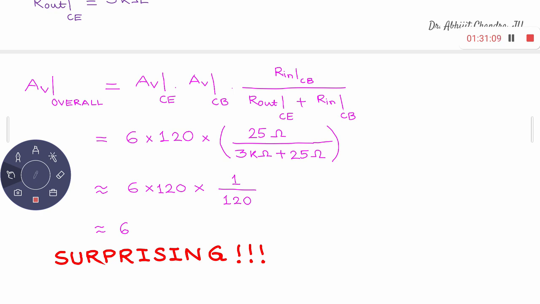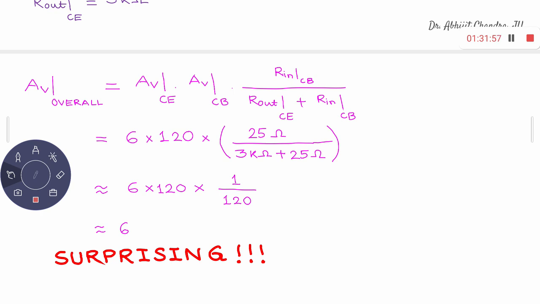To answer this question, you have to attend the next class. Why is the common base also important? Not from the perspective of the gain, but from the perspective of bandwidth. Let me conclude our discussion on that particular unit, in which we have not considered anything related to frequency. We have made all those frequencies inactive, because the capacitors we have made inactive. But now, in the next class onwards, we will move into the frequency response characteristics of the amplifiers.